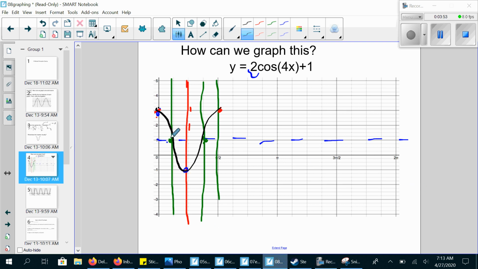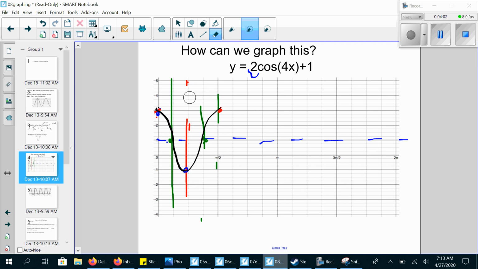So that's a lot of extra mess on this graph, right? But what did we really do to graph this accurately? We were able to find 5 accurate points in a cycle. And that's what you need to do anytime that you are asked to graph.